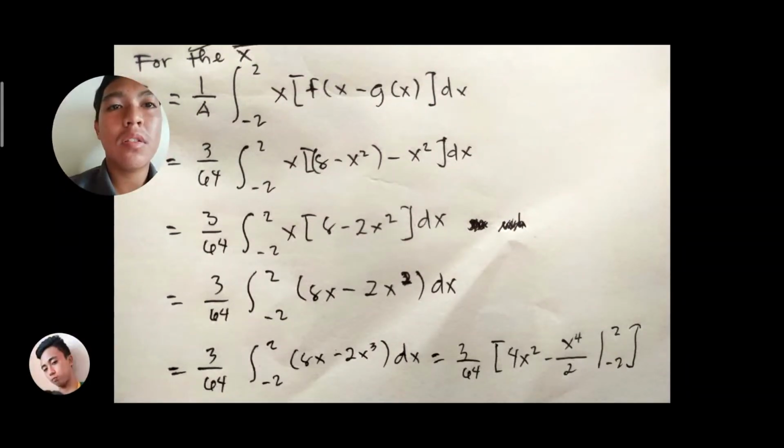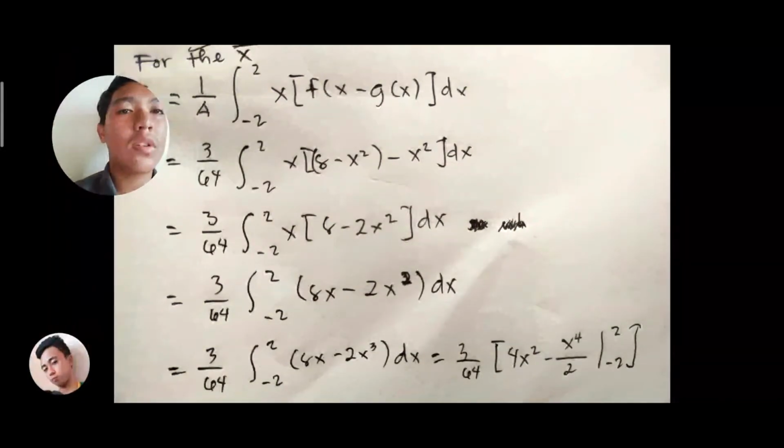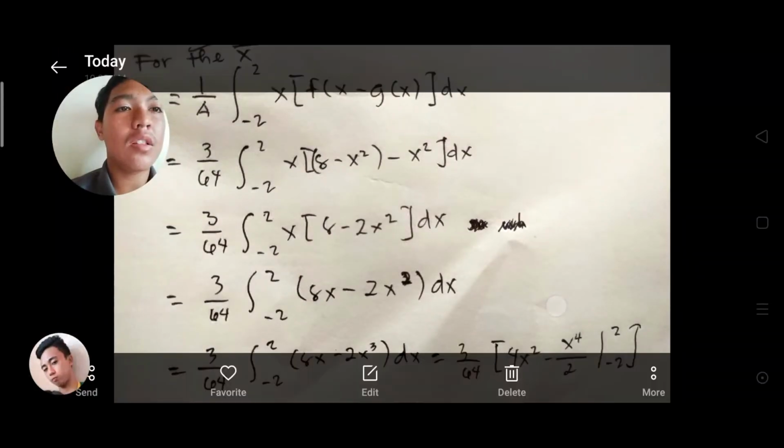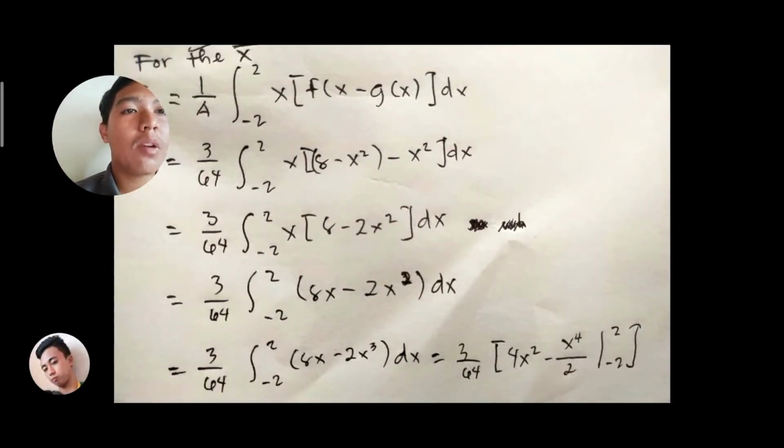Equals 3 over 64 integral from -2 to 2 of 8x minus 2x cubed dx, which is equal to 3 over 64 times the integrated part, 4x squared minus x to the fourth over 2. And now we will plug in the 2 and the -2.